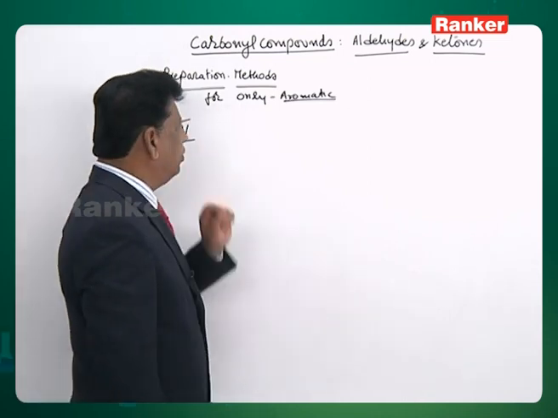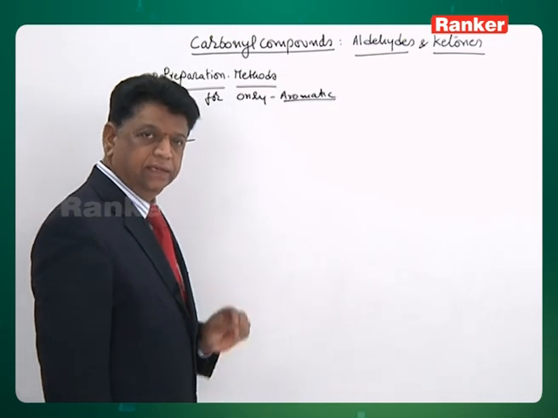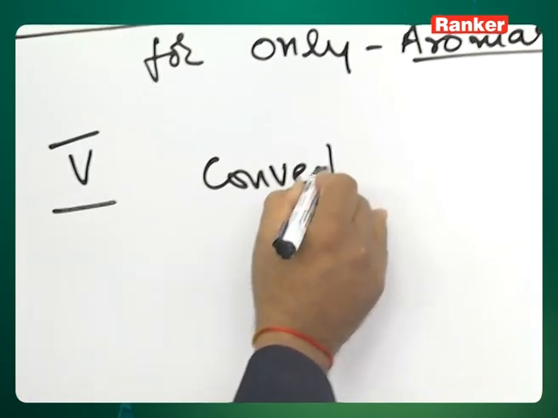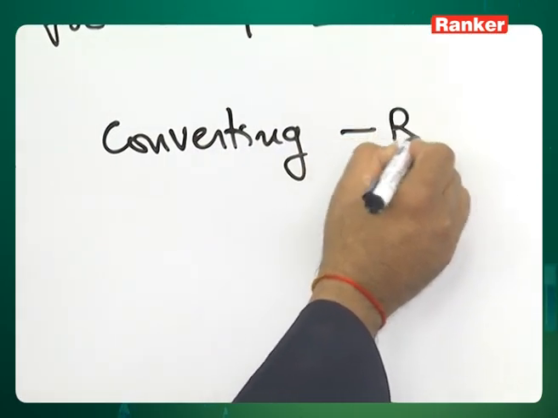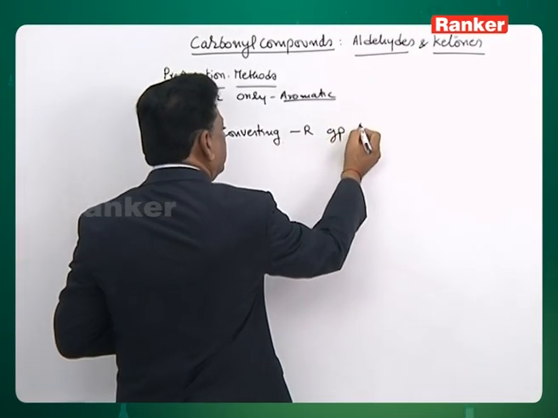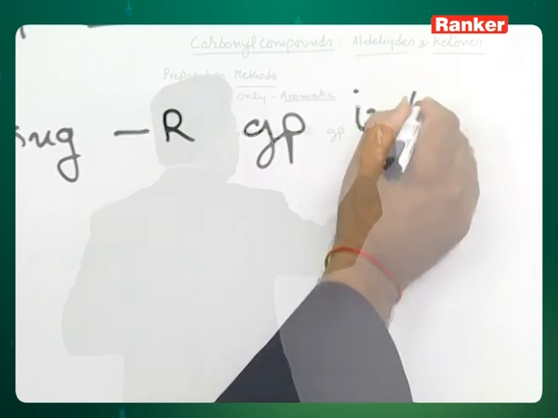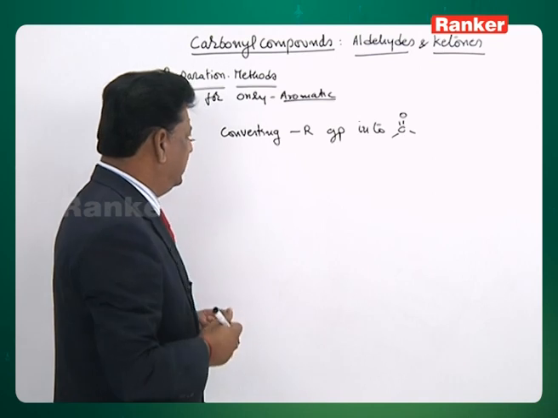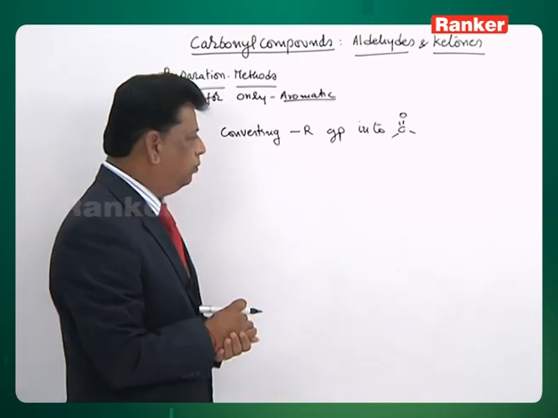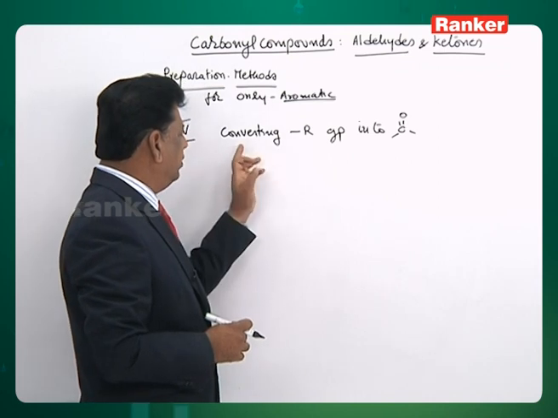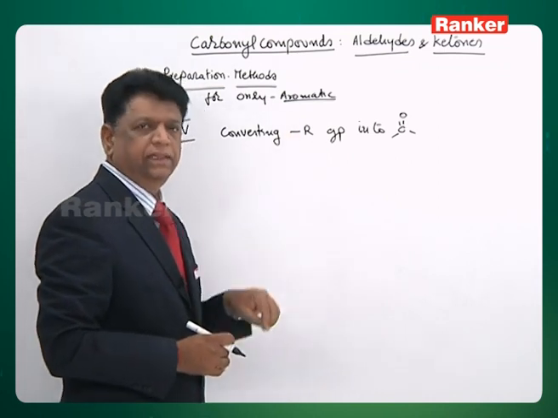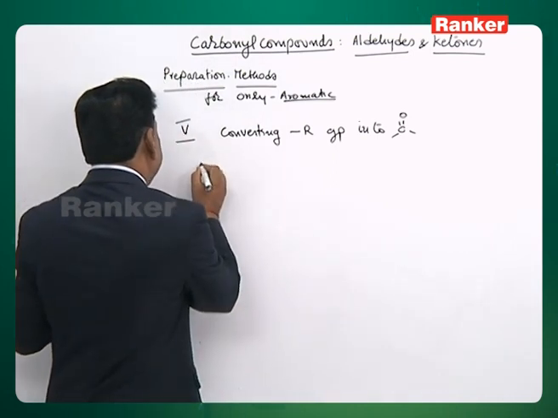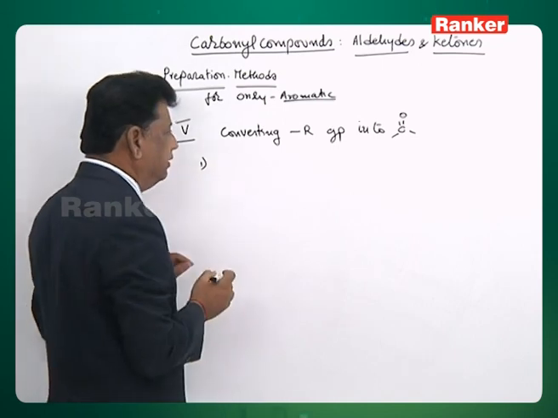So, let us see one more method, that is the fifth method. Even this is again for only aromatic aldehydes and ketones. In this method, we are in fact converting an R group into a carbonyl group, either by halogenating and then hydrolyzing, or by oxidizing the alkyl group. We prepare a carbonyl group, but there is already an alkyl group in the benzene, and that group I convert into carbonyl. So, in this method again there are a few methods which are very important.